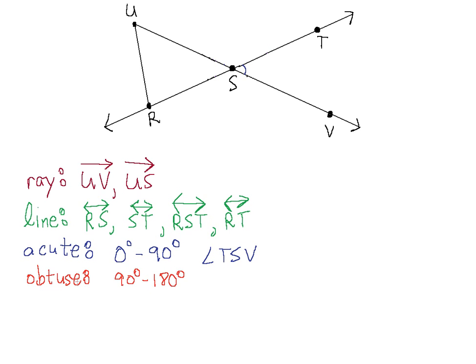So we want to find an angle that is greater than 90 degrees, but less than 180 degrees. And here's actually an obtuse angle right here.